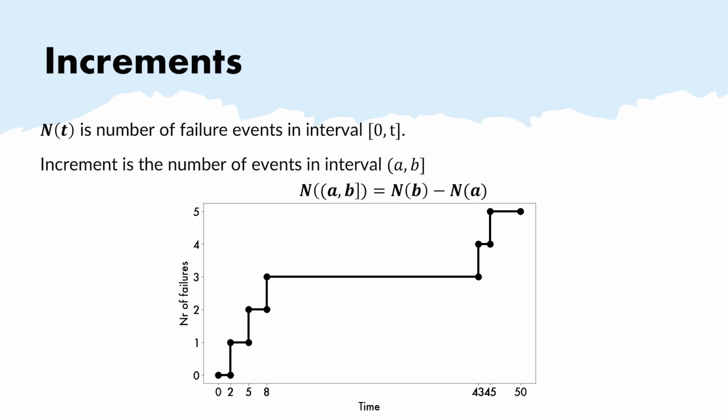Importantly, there's a distinction between the random variable N(t) and the concept of increment. So the N(t) is the number of failure events in an interval, but it's a different interval. It's from 0 to a specific time. So from the start of operation until a specific time. So the increment can slide across the timeline while the N(t) is always connected to the point zero.